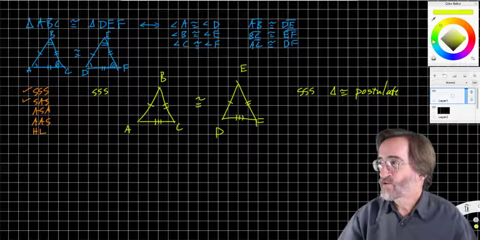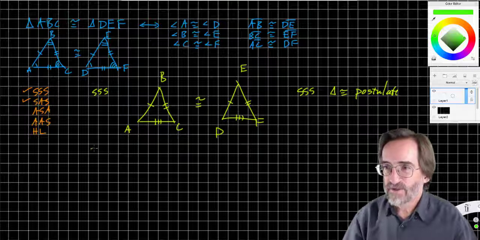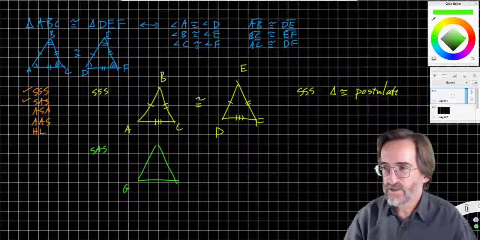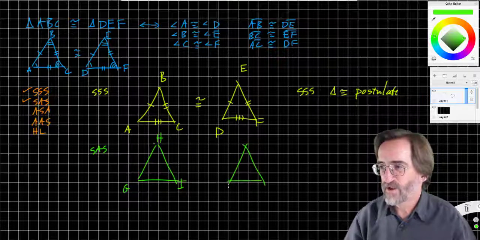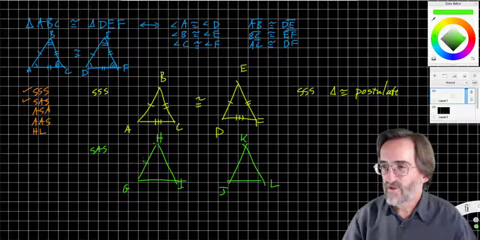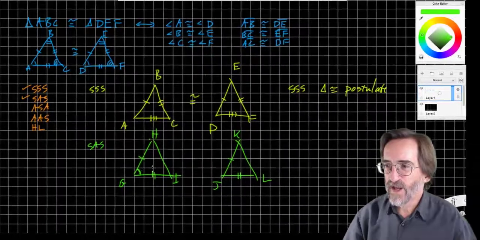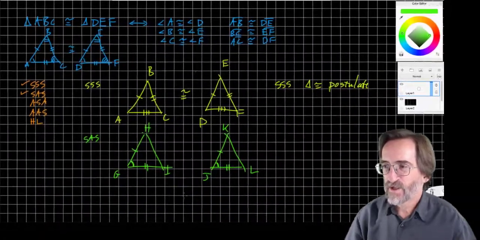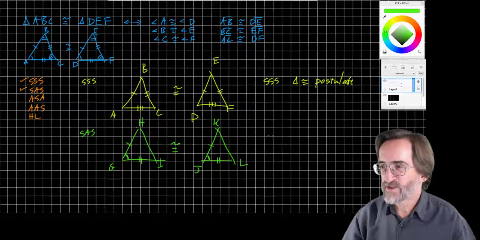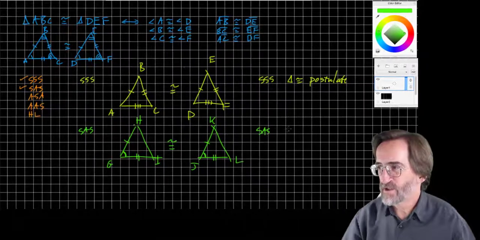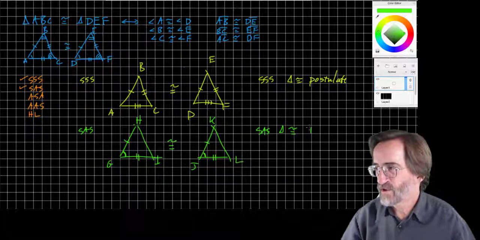Okay? Correspondingly, the side, angle, side postulate says if you have 2 triangles, G, H, I, yes, I'm being very creative with the letters, J, K, and L, that if you have 2 sides congruent, and you have another pair of sides congruent, and the included angle between them are congruent, then the triangles are congruent by the side, angle, side triangle congruence postulate.